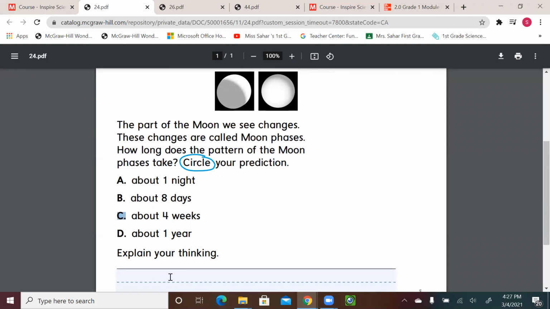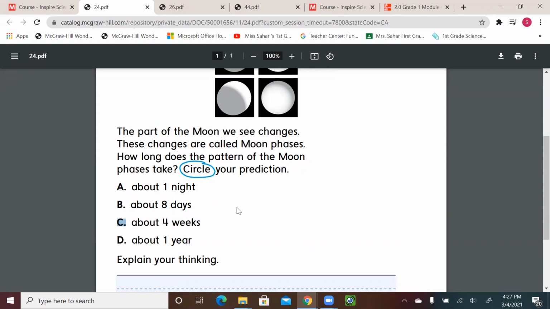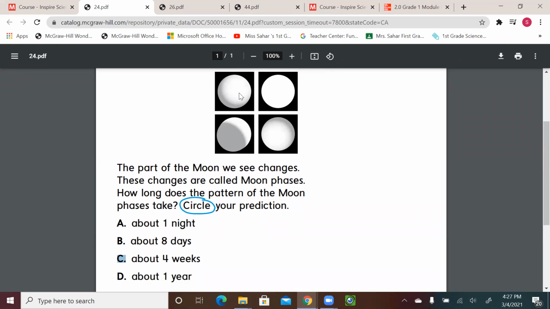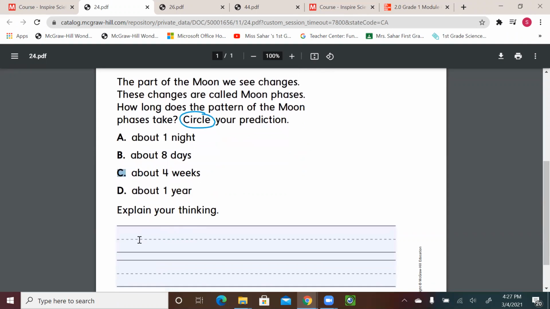All right. Because we can say the pattern for this moon will take almost a month to see a full moon and then to see a new moon again. So it takes about 4 weeks, which is a month. So we're going to say choice C, about 4 weeks, which is C, this one.